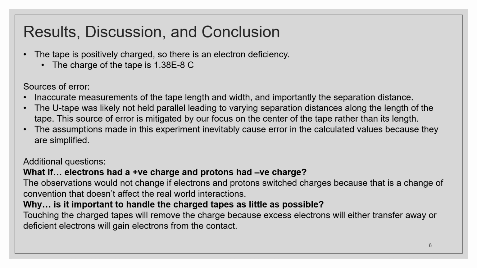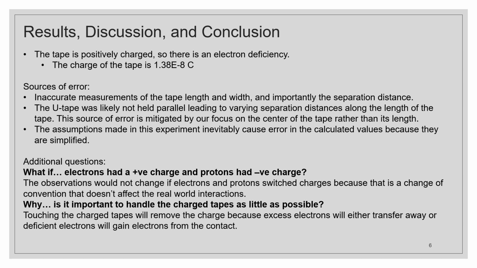Lastly, for the results, discussion, and conclusion. The tape is positively charged, so there is an electron deficiency. The charge of the tape is 1.38 times 10 to the negative 8 coulombs. The remaining results have already been mentioned in the introduction and throughout this lab report.